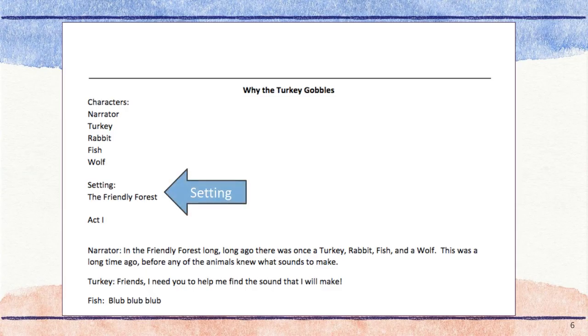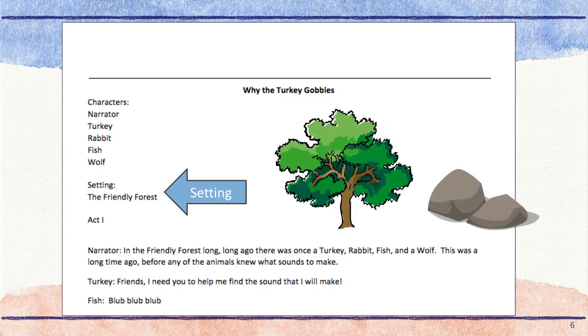Next, we see the setting, which tells where and when the story takes place. Often, authors of dramas will use decorations or images to help the audience imagine the setting. We call these props. For example, if the setting is a forest, then the author of the play may include props like cardboard trees or construction paper rocks.